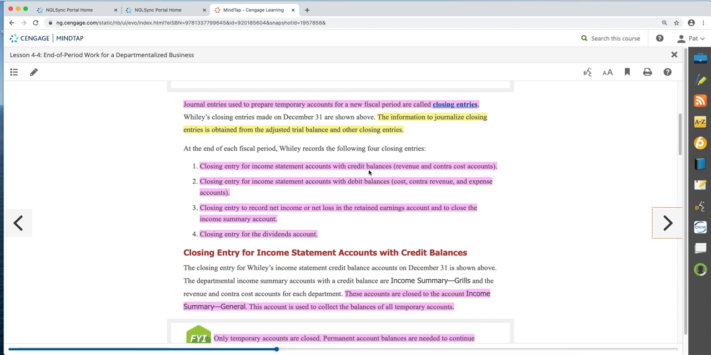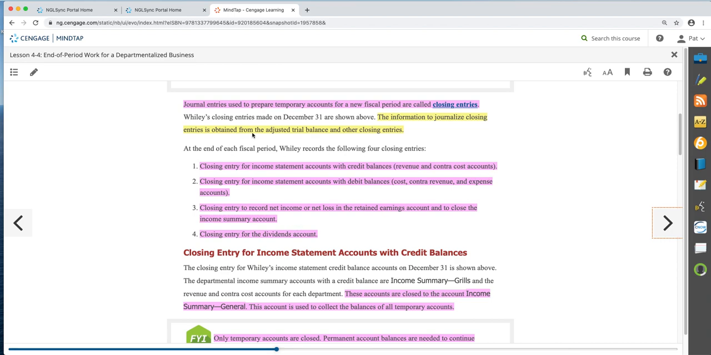So if it has a credit balance, to close it we would have to debit it. If in the second one these have debit balances, in order to close them we would do the opposite. So we would credit all of these. Both of these will be dumped into what's called income summary general. The third entry then is a closing entry to record net income or net loss and the retained earnings amount, which then closes the income summary general amount. And then the last one is to close dividends, a temporary account. We close dividends into retained earnings.